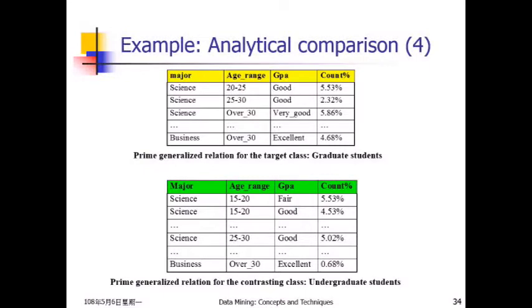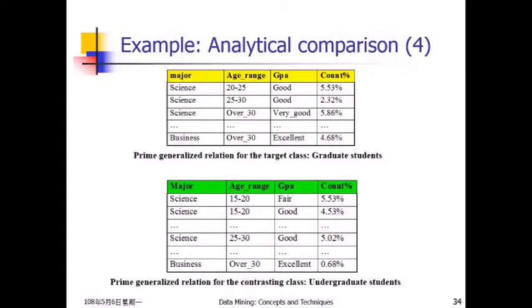So here is a simple example. From our previous tables, you can find that the graduate students major in science, with the age range between 20 and 25, and the GPA is good, then you can find what's the count. So the count of 5.53, this is very easy to calculate because we have in total, for example, 120, okay, graduate students, right?